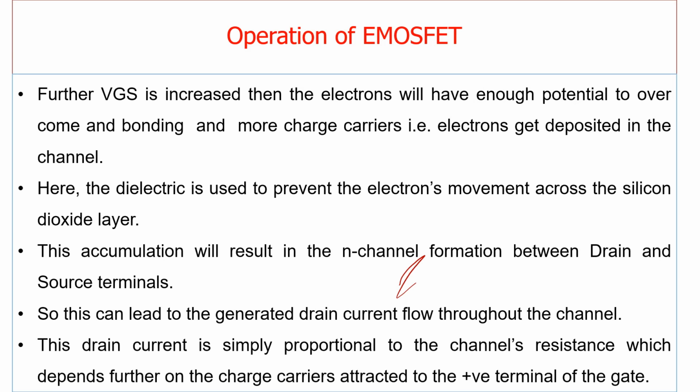Whenever we increase VDS further, the current starts to flow from the source to the drain. Once the maximum level is reached, that is the saturation level, the current flow goes to a constant level. The drain current is then determined by the channel resistance, which depends on the charge carriers attracted to the positive terminal of the gate, which makes the current constant.